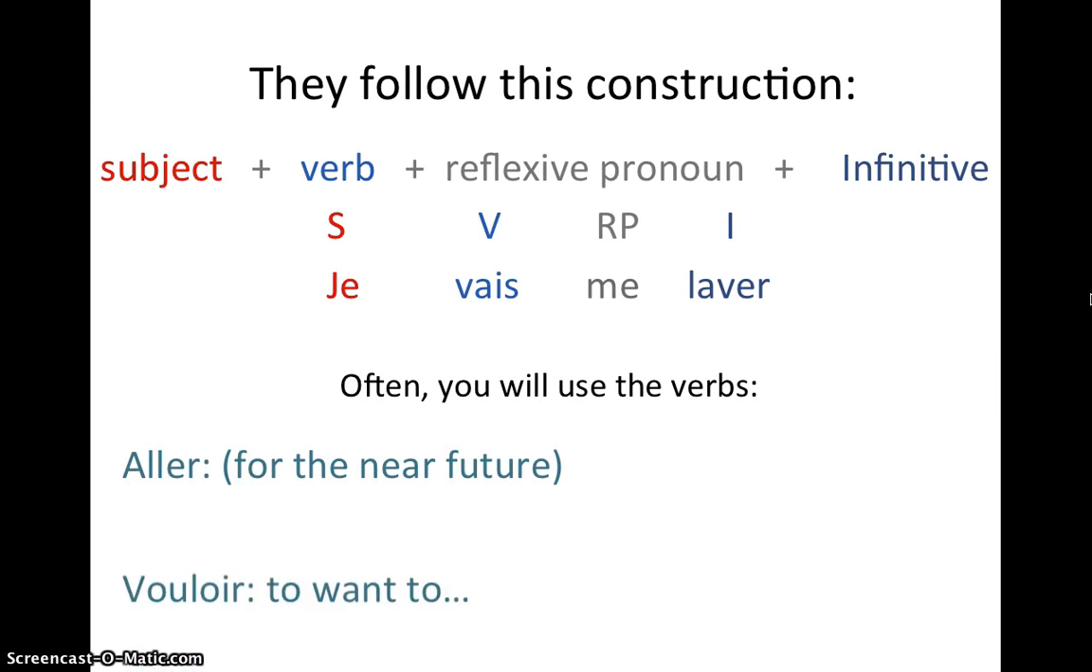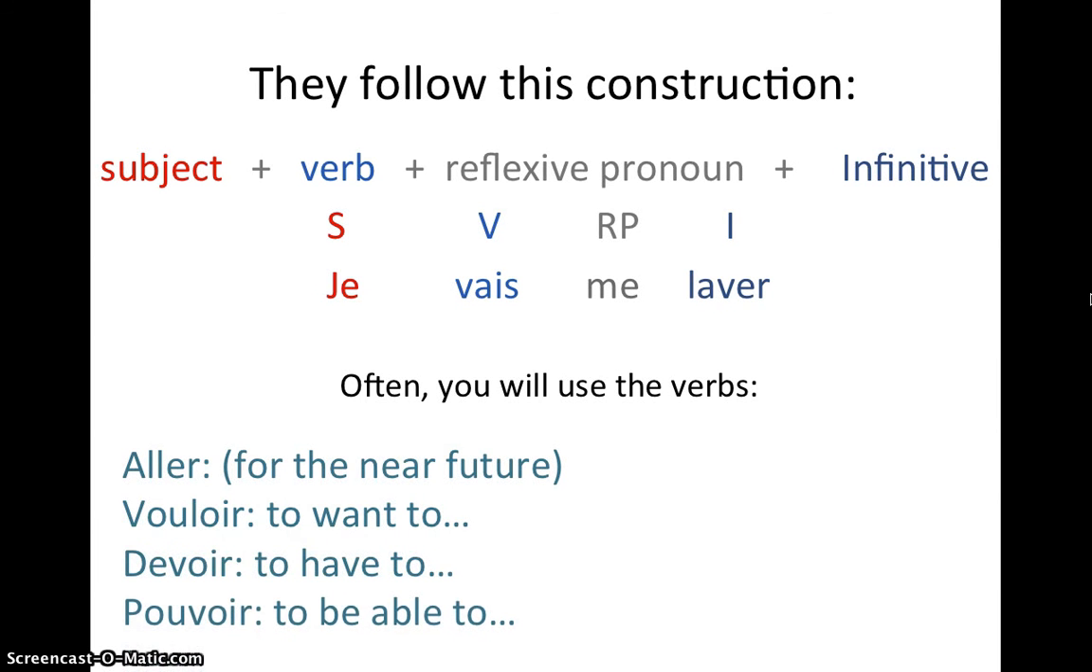These are some of the verbs that we will often use, and we'll practice these in class. We have aller, if you want to talk about the near future, vouloir, if we want to talk about to want, devoir, to have to, pouvoir, to be able to.